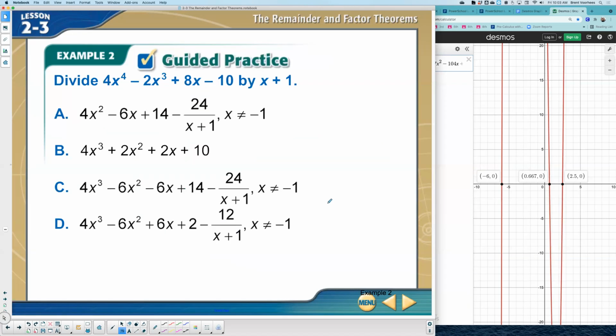All right. You are now going to have a DOL.